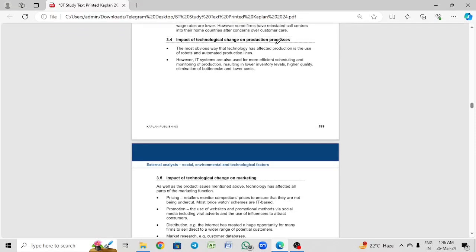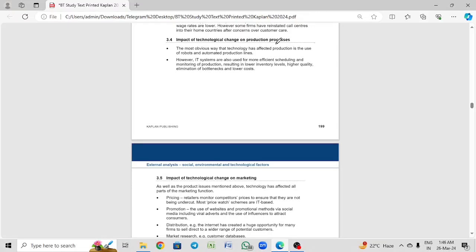Okay, now the impact of technological changes on the production process. Earlier everything used to be manually handled. For example, if I'm in the business of manufacturing clothes, earlier our stitching was manual, our cutting was manual, our sewing was manual. Now everything is automated. We just click on the buttons and everything is done by machines. Stitching, cutting, everything is done by machines.